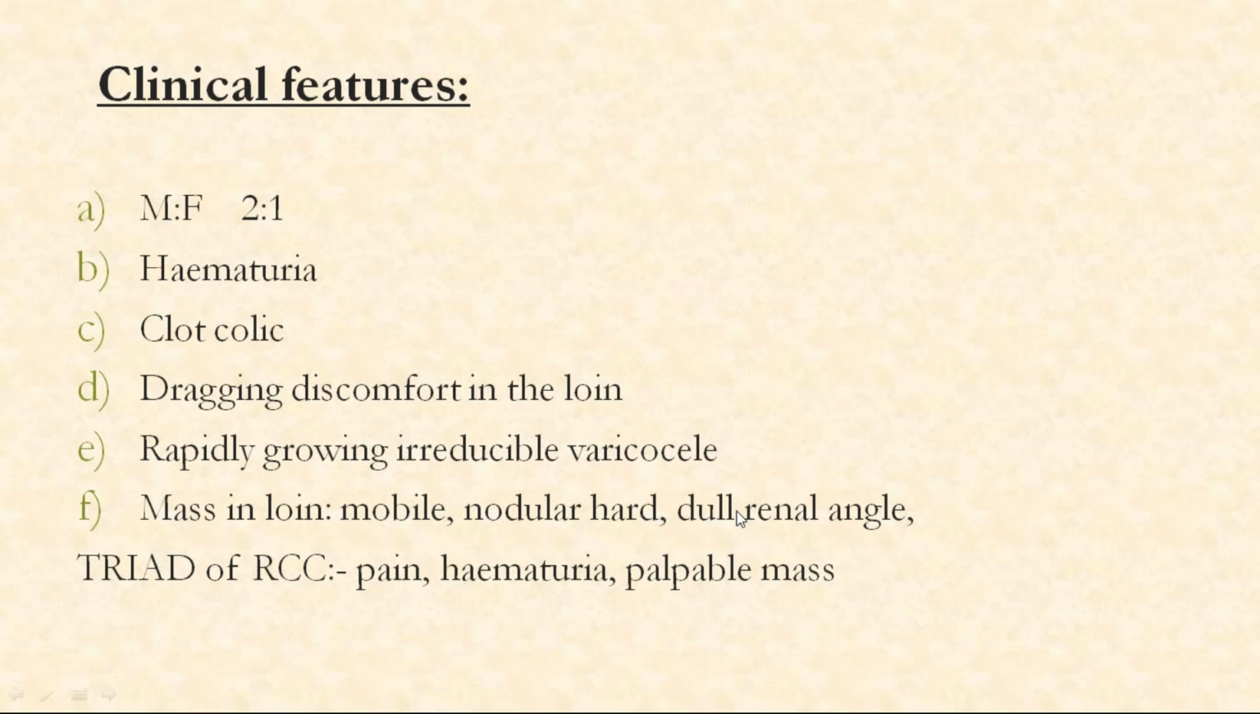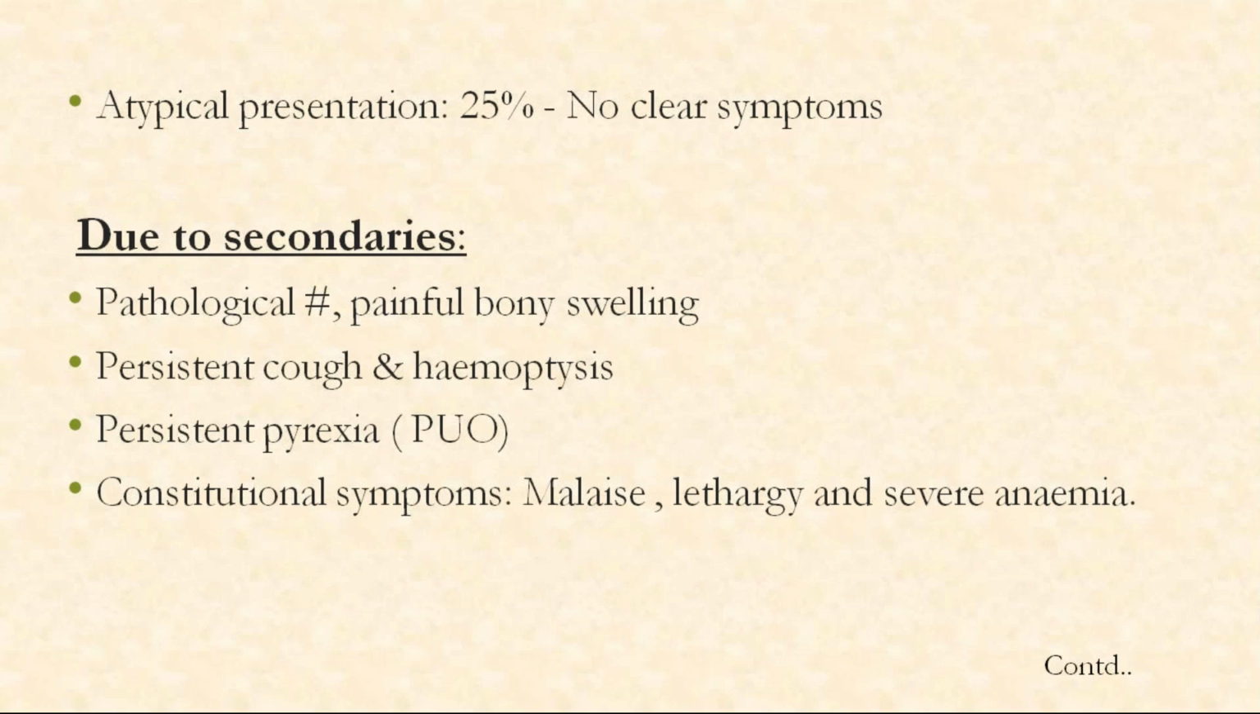Sometimes they may ask you, what is the triad of renal cell carcinoma? Pain, hematuria, and palpable mass, these are the triad of renal cell carcinoma. In the oral, when a specimen is given, they may ask what is the triad of renal cell carcinoma. Pain, hematuria, and palpable mass in the loin. Atypical presentation may occur in 25%, where no clear symptoms are found.